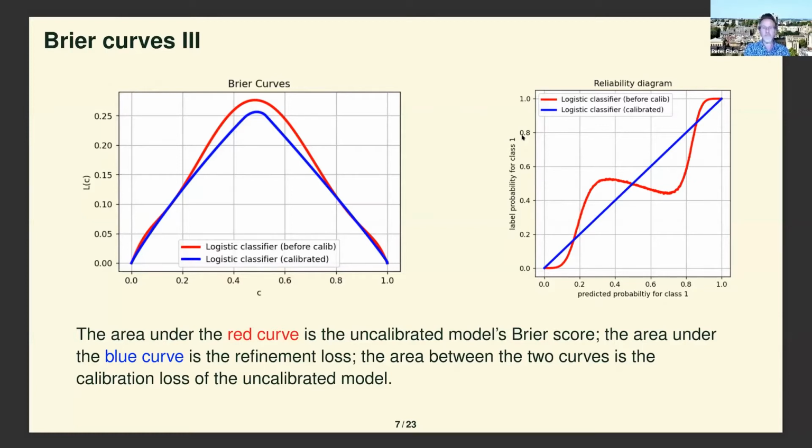So that's one tool that I've used quite a lot in my work to try to understand where exactly, in which score intervals, a model is poorly calibrated. So that's one connection with cost-sensitive classification.